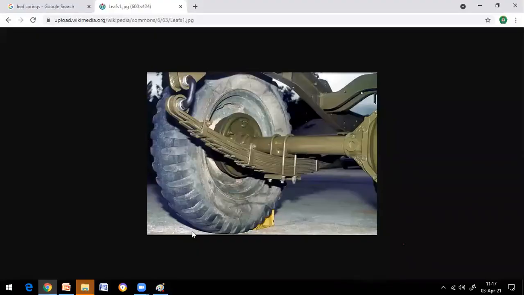Let me show it here in Notion. So this is the length. Okay, so this length you have to consider as the overall length of the leaf spring. Okay?